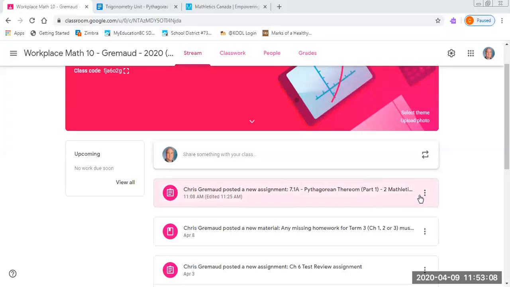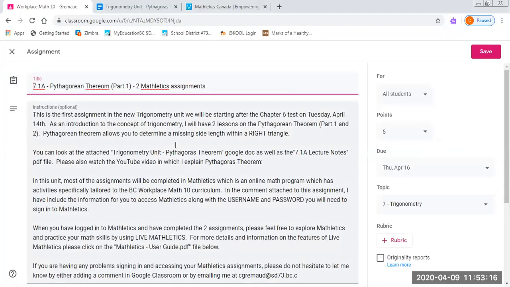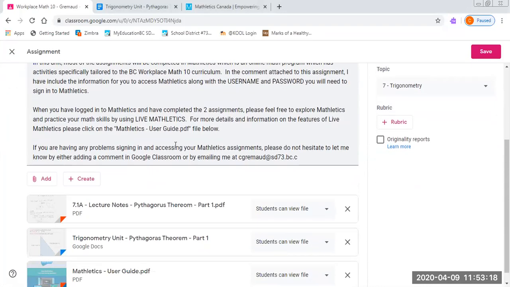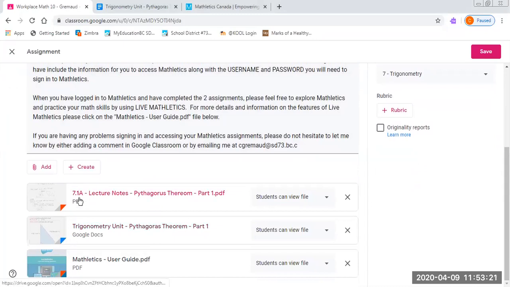I'll be working through with you to help you understand how to do the initial assignment that you should have seen posted. In your Workplace Math 10 Google Classroom, you should hopefully have seen a 7.1a Pythagorean Theorem assignment, and it should look something like this. In here there is quite a bit of detail, and you'll see that there are some files included. This is basically as if I had done some lecture notes for you on the whiteboard. You can review this. There is a demonstration file that I'm going to be going through in a moment, so you can reference this here.